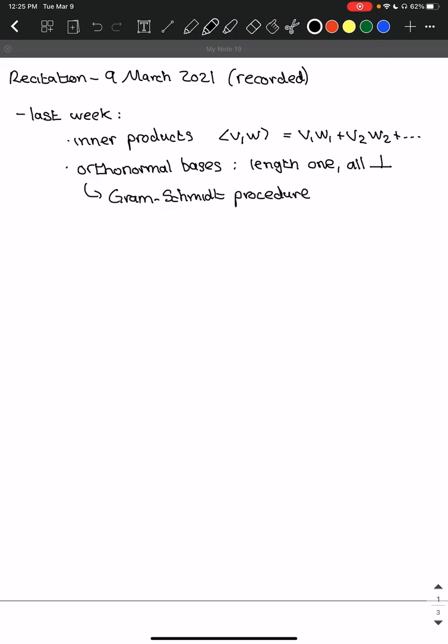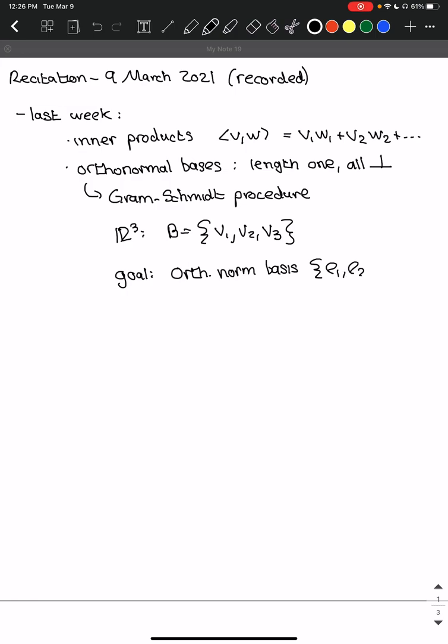I do want to clear up one formula in the notes that I think could be a little confusing. So let's say we have a basis for R3, and we'll just call it V1, V2, V3. And our goal is to find an orthonormal basis. We denote this E1, E2, E3, and we need to find E1, E2, and E3 using the vectors V1, V2, and V3.